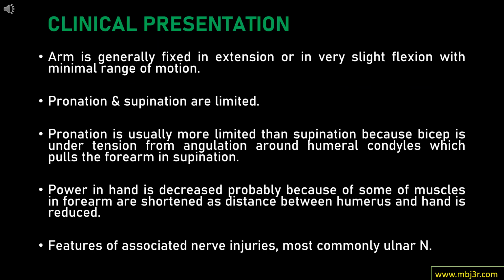Clinical presentation: the arm is generally fixed in extension or in very slight flexion with a minimal range of motion. Pronation and supination are limited. Pronation is usually more limited than supination because the biceps is under tension from the angulation around the humeral condyles, which pulls the forearm in supination. Power in the hand is decreased probably because some muscles in the forearm are shortened as the distance between the humerus and hand is reduced. Features of associated nerve injury: most commonly ulnar nerve injury can be seen in some patients.